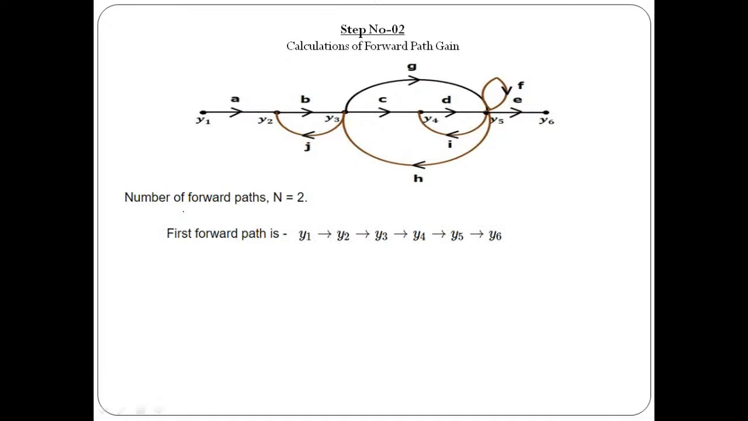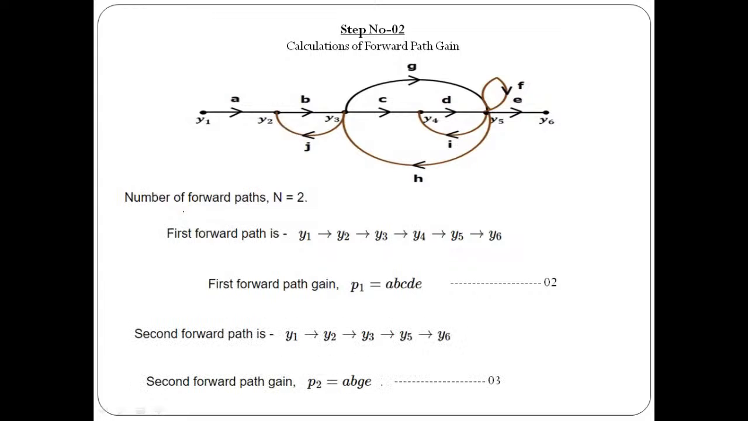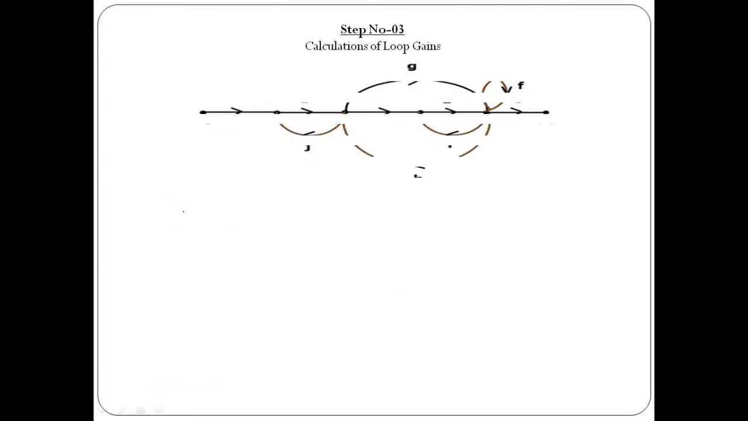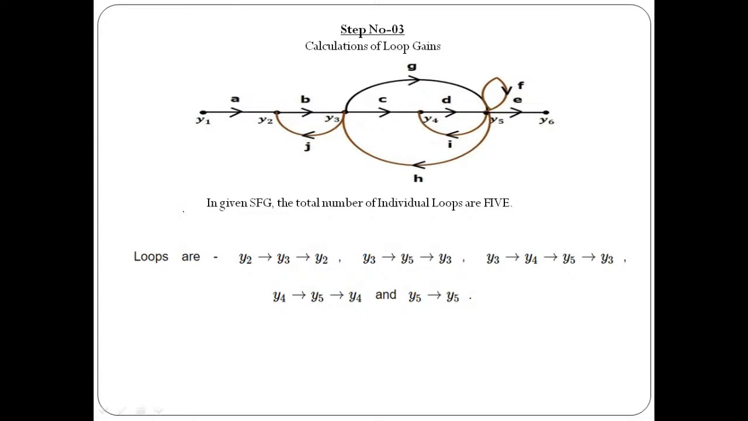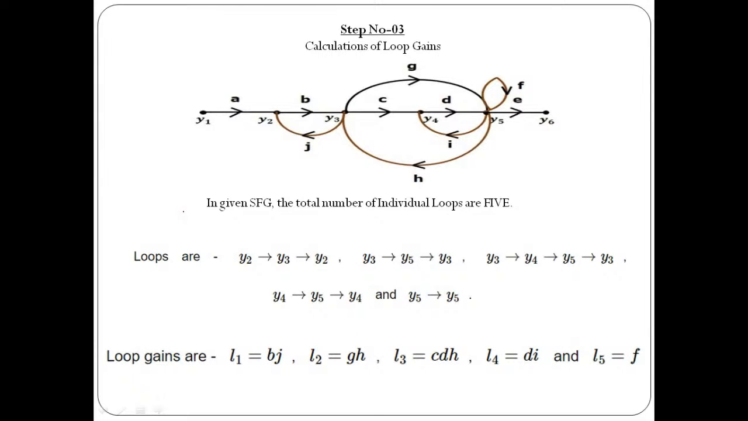And then step number 2, calculation of forward path gain. So here we have identified that the total number of forward paths is 2. That's why P1 and P2. P1 is ABCDE, P2 is AB into GE. And then in step number 3, we need to identify how many loop gains there are. The individual loops are 5. We first calculated their paths, their nodes, which correspond to the formation of those loops. And then we calculated their loop gain individually. So L1, L2, L3 up to L5.